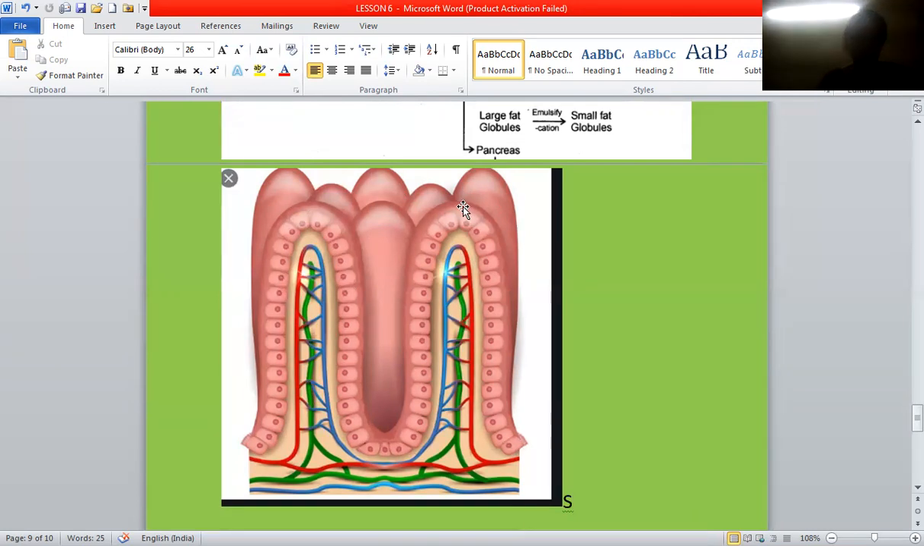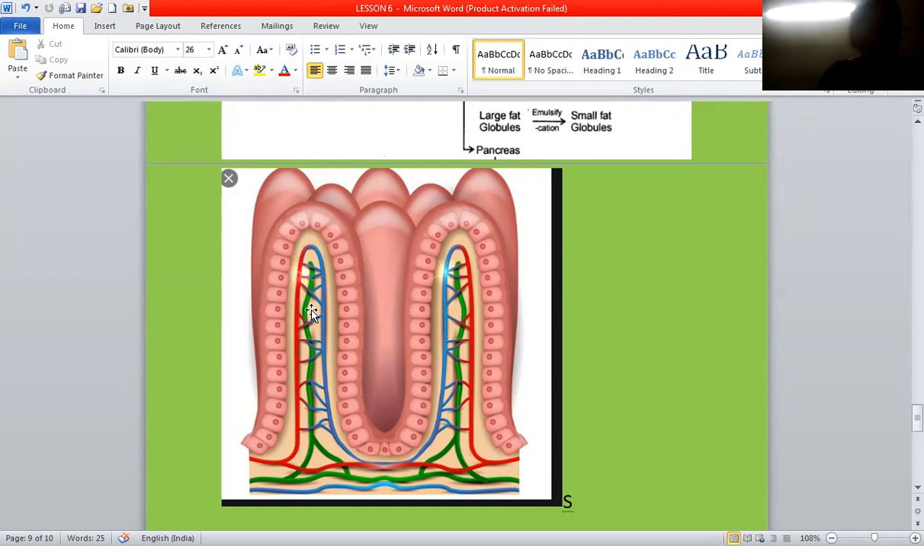And what is the function of villi? They are richly supplied with blood vessels, and they increase the surface area of the intestine several times for rapid absorption of digested food.